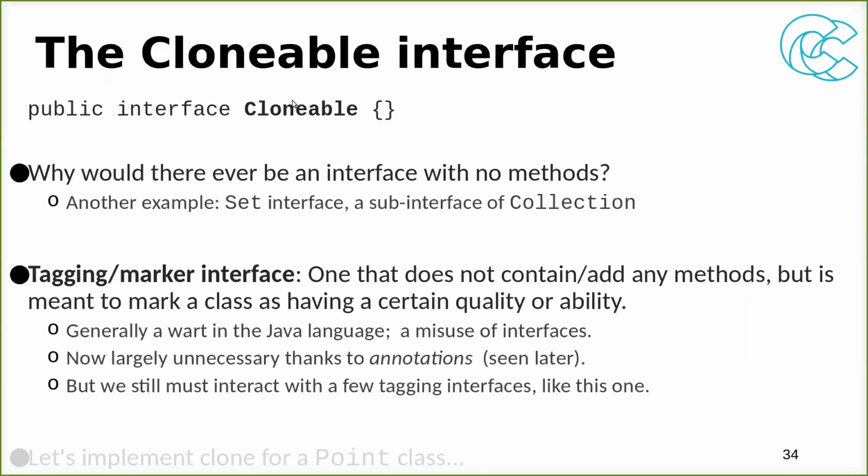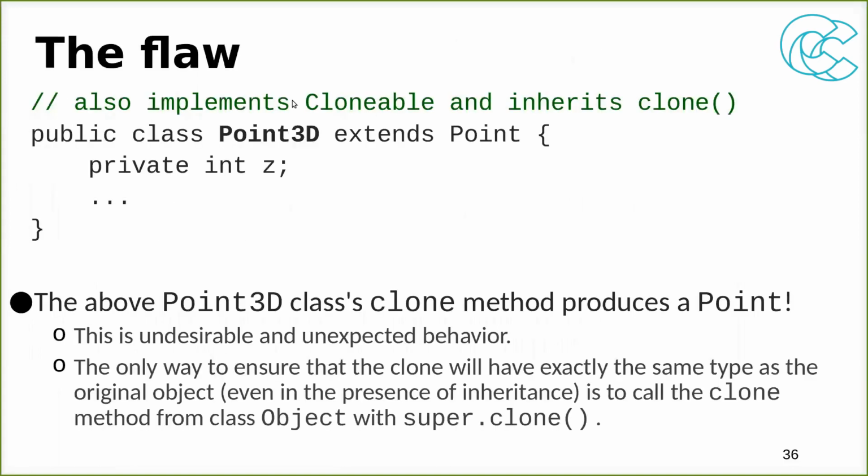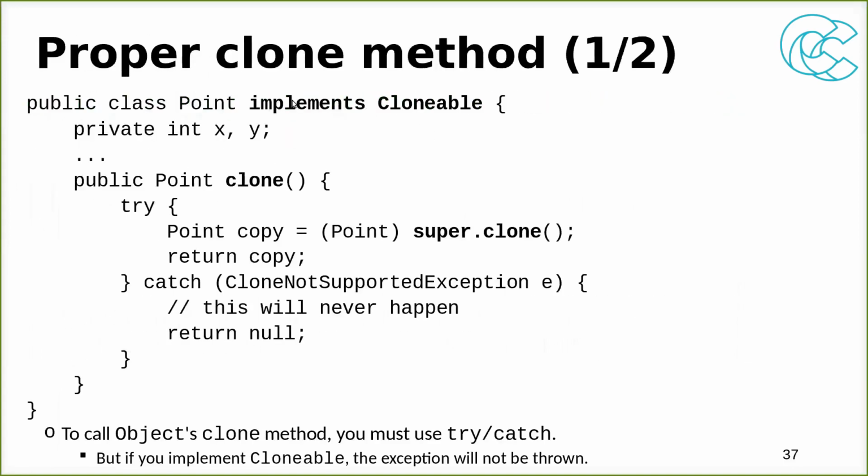Okay, so we went over these things. Let me get to here. So when you want to override clone and implement clone in a proper way, the first step is to implement this interface called Cloneable. This is an empty interface. It doesn't have any methods, like we discussed earlier, and that's why it's called a marker interface.